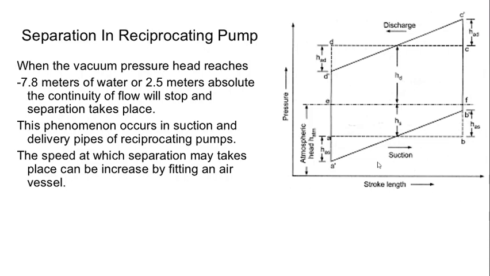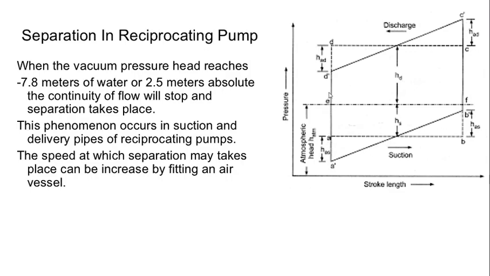Now, where do these things happen? This phenomenon occurs in suction and delivery pipes of reciprocating pumps. In suction, the separation occurs at the beginning of suction stroke. That is, this is the minimum pressure head at the suction line. So the possibility of separation is more at the beginning of suction stroke than the end of the suction stroke.